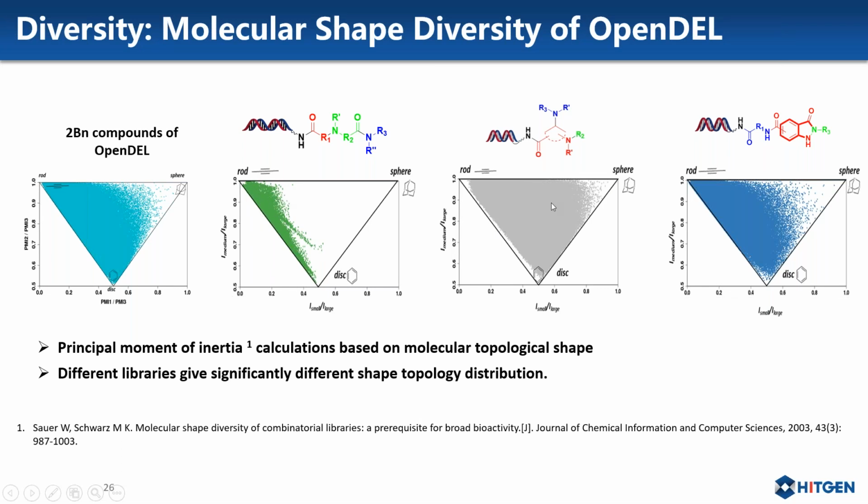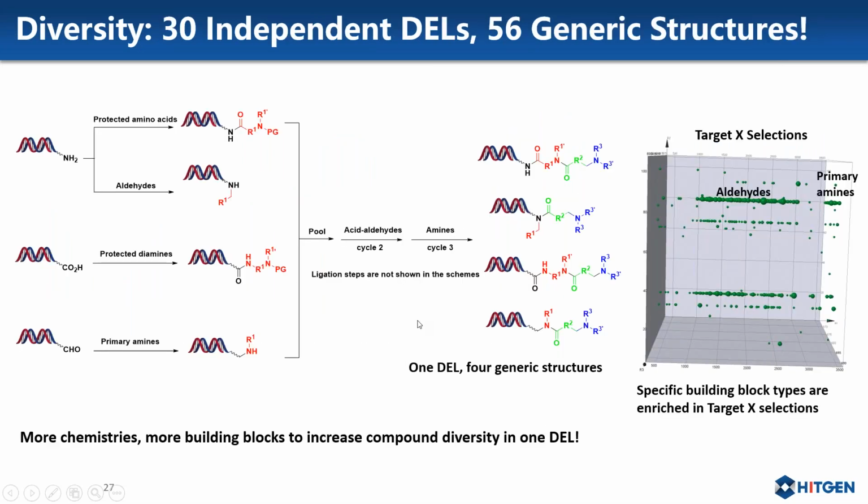And the second one is a scaffold-based library, using an sp3-rich scaffold, so the topology distribution is quite reasonable. And the last one is the hydrocycle-focused library, which has a much more planar topology. So that shows the quite diverse topology of the OpenDEL molecules.